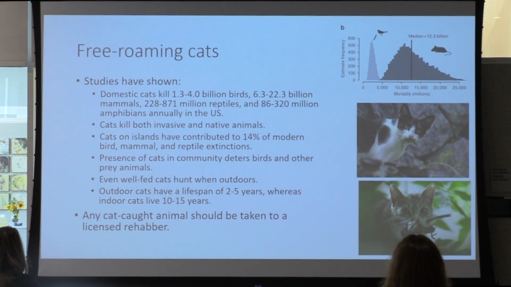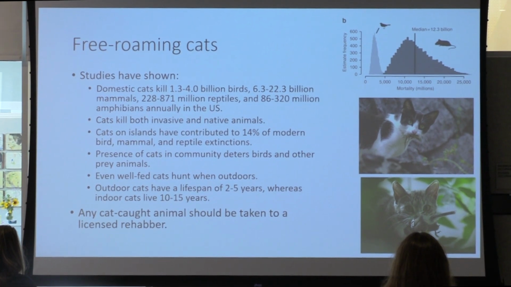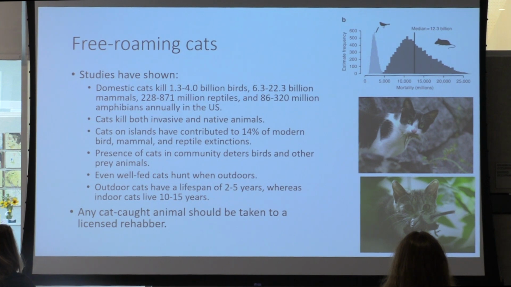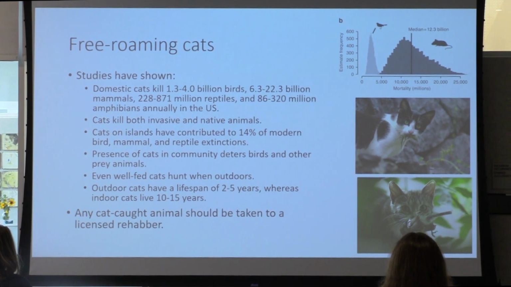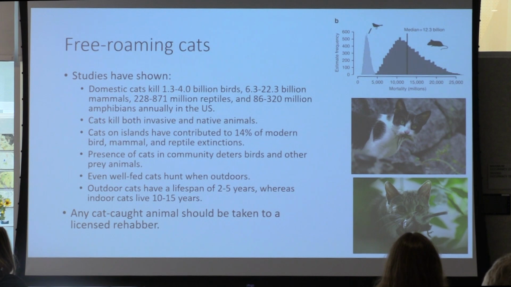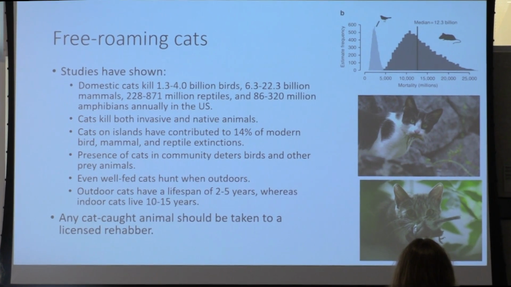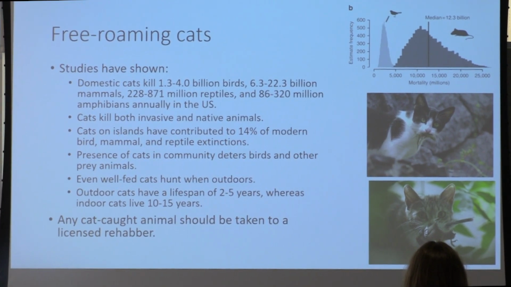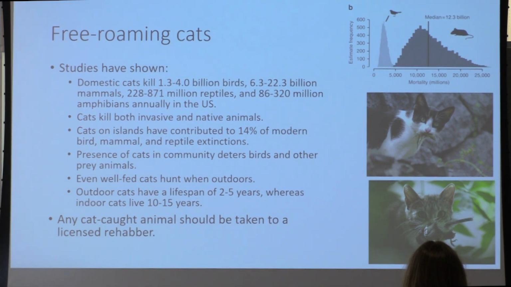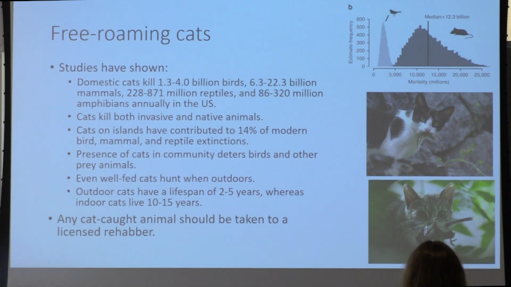Now we're going to talk about cats for a couple minutes. And this is actually what I have my background in, feral cat management and feral cat welfare. So to go over what studies have shown us recently, it's hard to estimate the number of fatalities that are attributed to cats. But our best estimate is somewhere between 1.3 and 4 billion birds per year in the US are killed by cats. 6.3 to 22.3 billion mammals are killed every year.